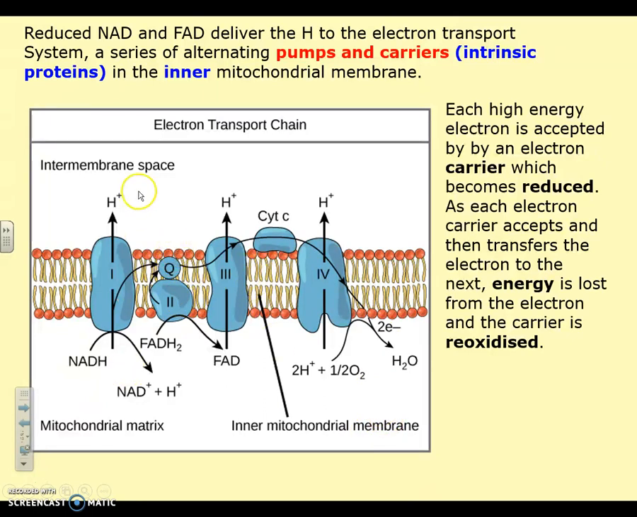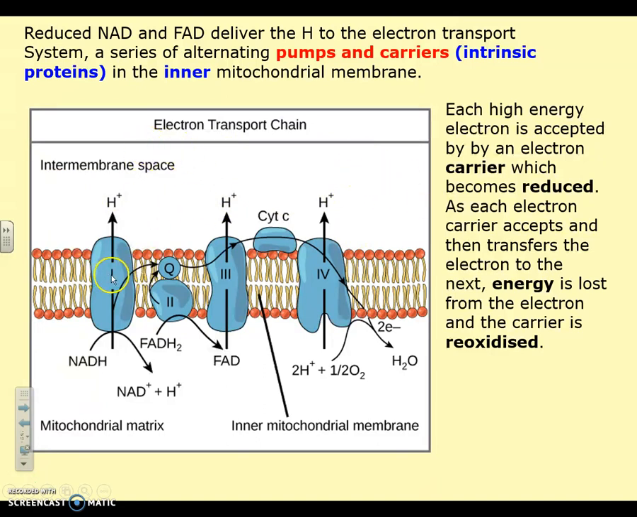The whole point of this is we've pumped lots of hydrogens into this intermembrane space. They're trapped in there. They cannot diffuse back through this hydrophobic bilayer because they're highly charged. So we're just steadily stacking loads and loads of hydrogens into this space.